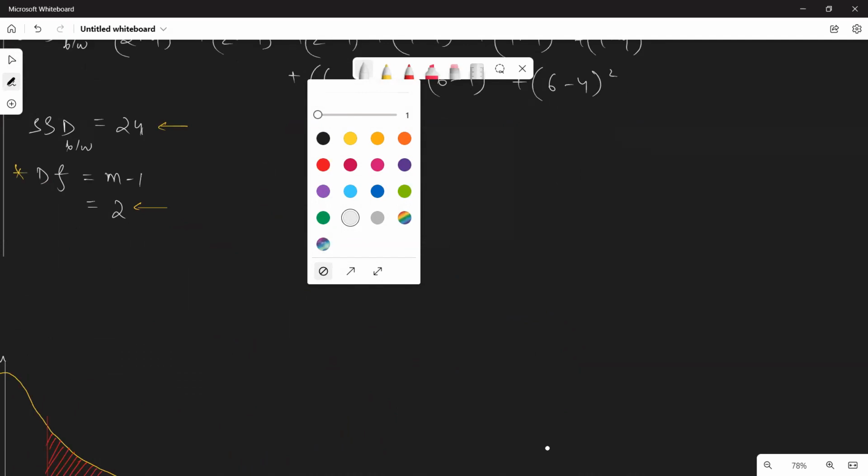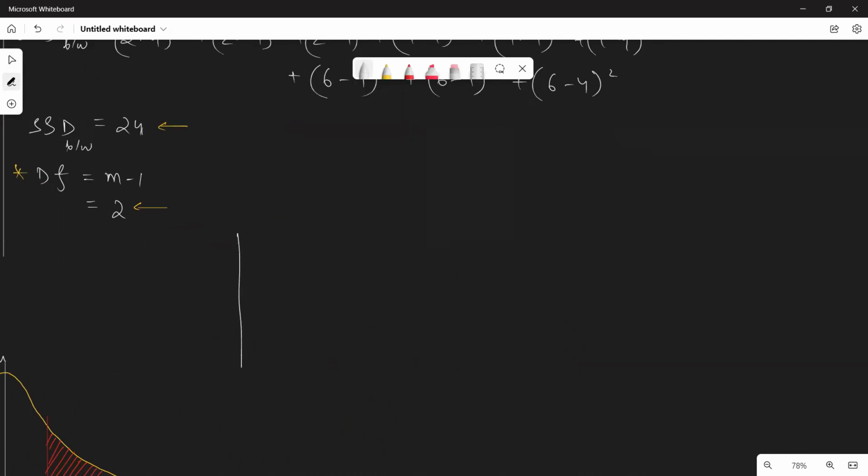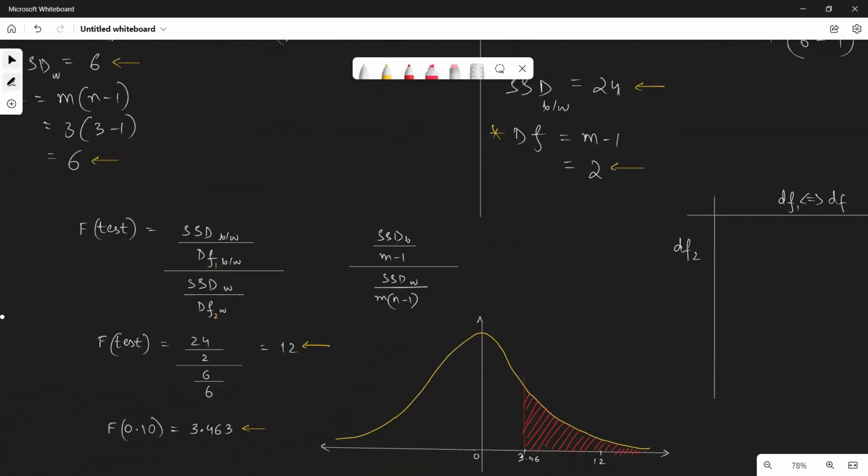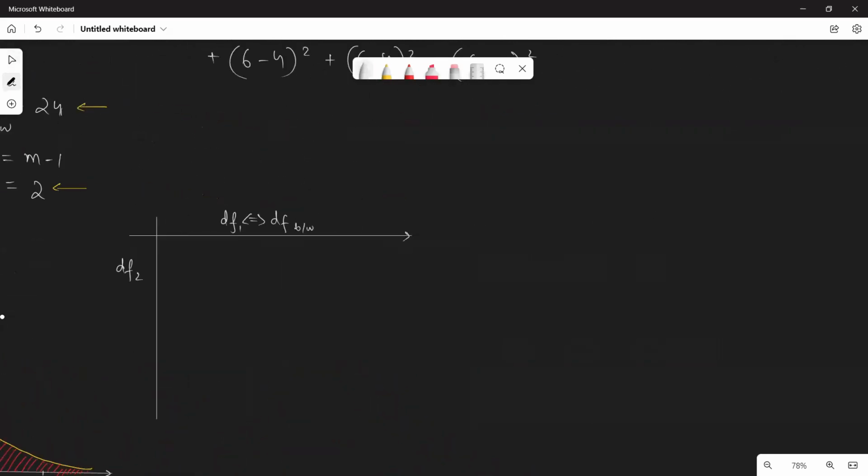So what happens is when you are looking at the F table, on the y-axis and on the x-axis, both cases, you will find that only degrees of freedom are mentioned. In the x-axis, you will look for degree of freedom 1. On the y-axis, you will look for degree of freedom 2. So degree of freedom 1 means degree of freedom between, between samples, and this is within. Degree of freedom within.